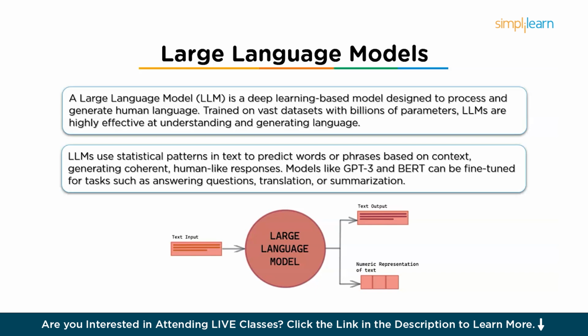The core idea of an LLM is to use statistical patterns in text to predict the likelihood of a word or phrase given its context, enabling it to generate contextually relevant and human-like responses. For example, models like GPT-3 by OpenAI or BERT by Google can be fine-tuned to perform specific tasks like answering questions, translating languages, or summarizing text.